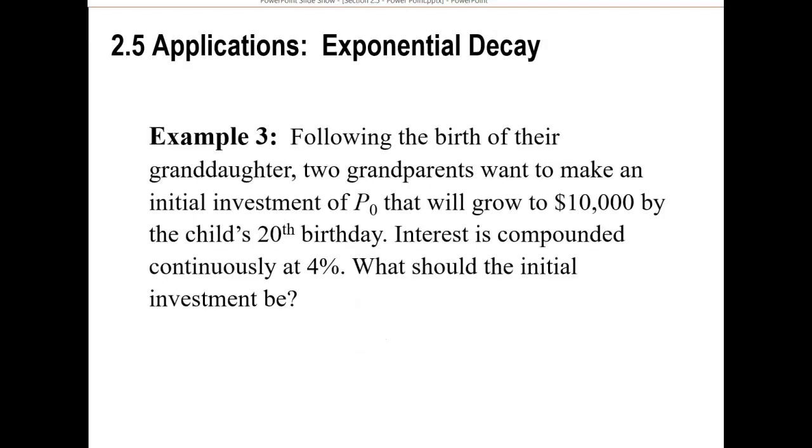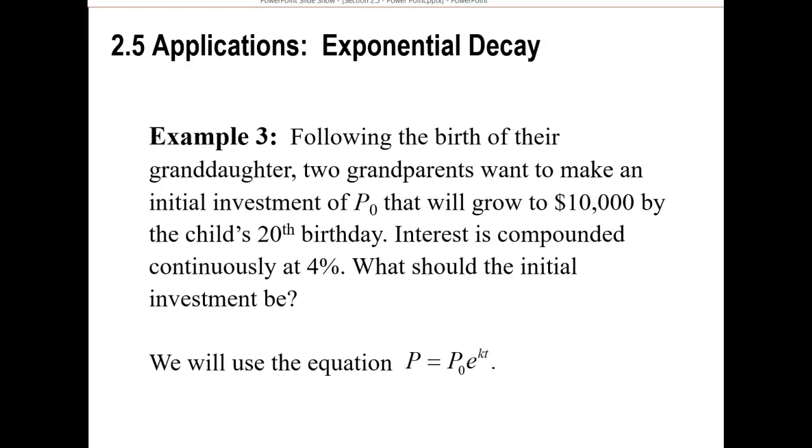All right, third example. Following the birth of their granddaughter, two grandparents want to make an initial investment of a certain amount of money, P naught, that will grow to about $10,000 by the child's 20th birthday. Interest is compounded continuously at 4%. What should the initial investment be? How much should they put away now if that's their goal?